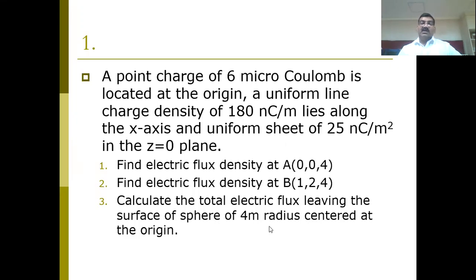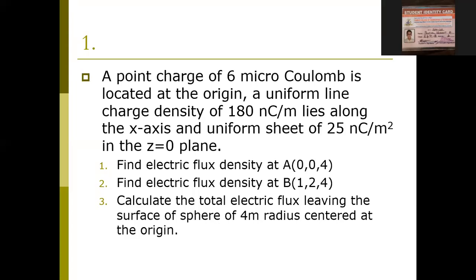And the sphere is centered at the origin again, and the z equals 0 plane is again at the origin, with 25 nanocoulomb per meter square. Now this is the calculation of the total due to the surface charge. The sphere is centered at the origin, so this is the surface charge this way. You have to find the area of a circle which has a radius of 4 meter. What is the formula? Quickly, anyone? Area of a circle.